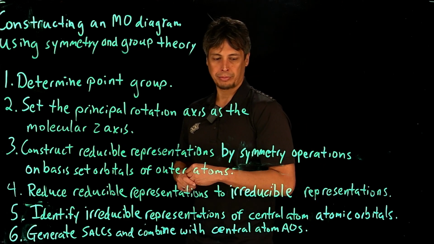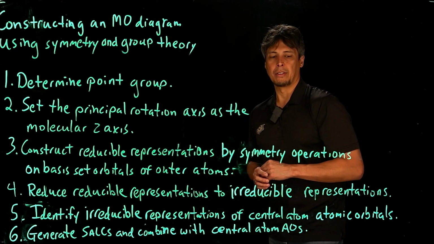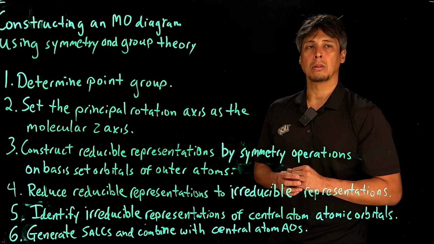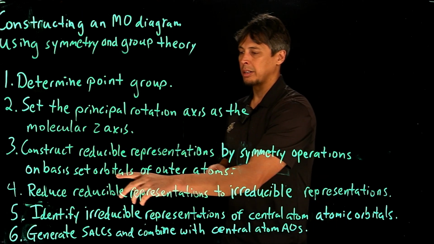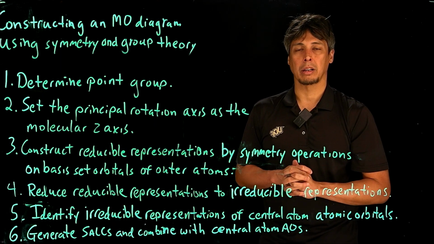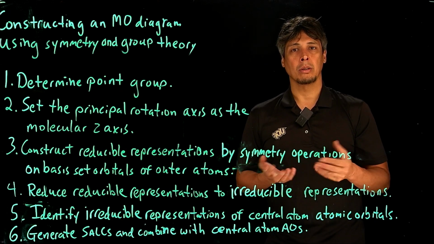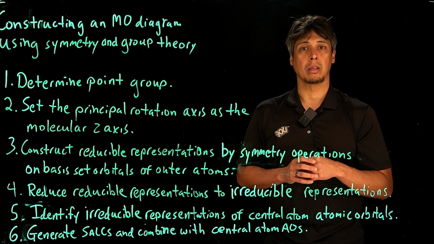Number 5 is we're going to identify the irreducible representations of the central atom atomic orbitals. And then finally, once we have all this information, we can then generate the SALCs and combine with the central atom AOs and construct our molecular orbital diagram. In the videos that follow, we'll take this step by step to show the entire process.